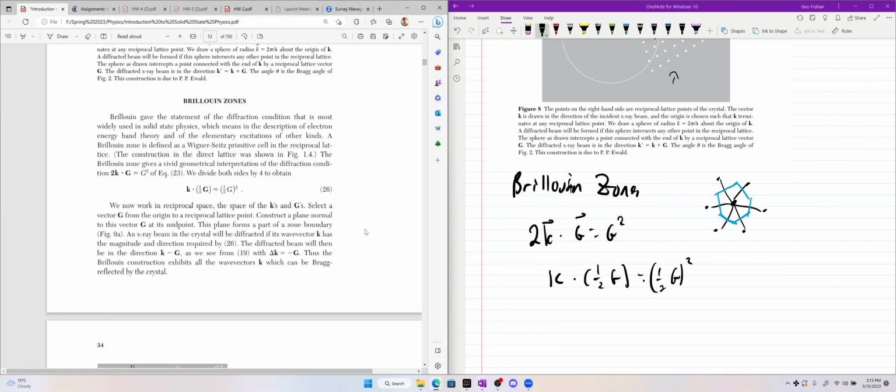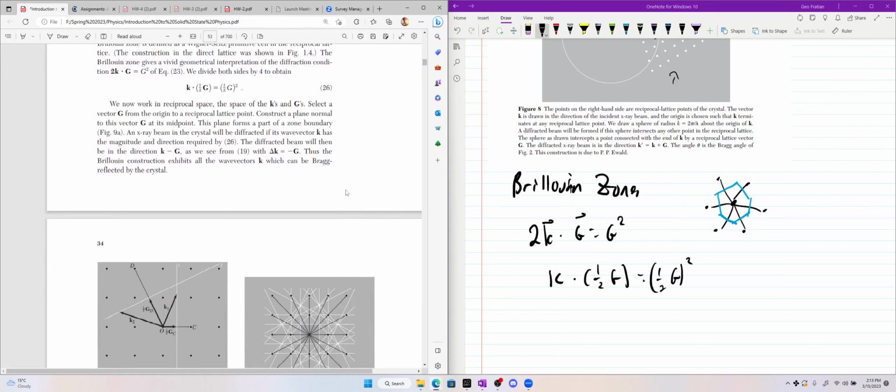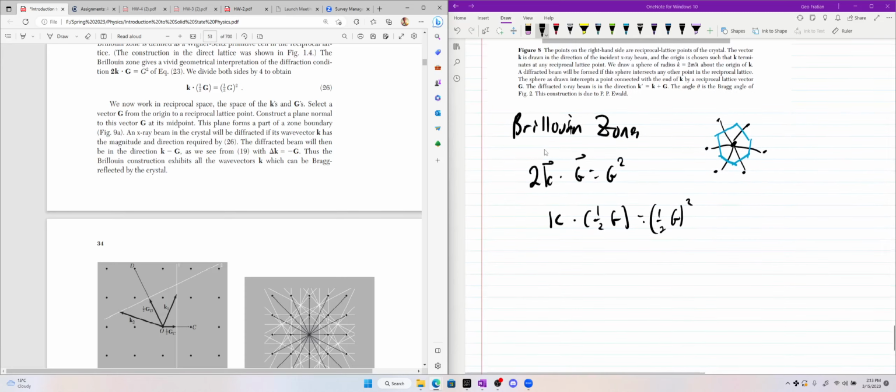So we'll now work in the reciprocal space, the space of k's and g's. Let's select a vector g from the origin to a reciprocal lattice point. Construct a plane normal to this vector g at its midpoint. This plane forms a part of the zone boundary. All we're doing here is, instead of working in the normal lattice space, we're working in the reciprocal lattice.